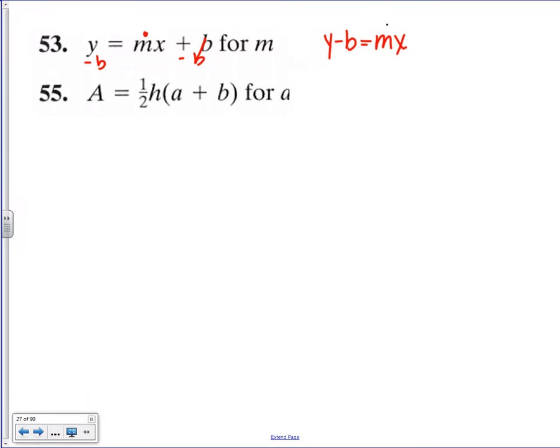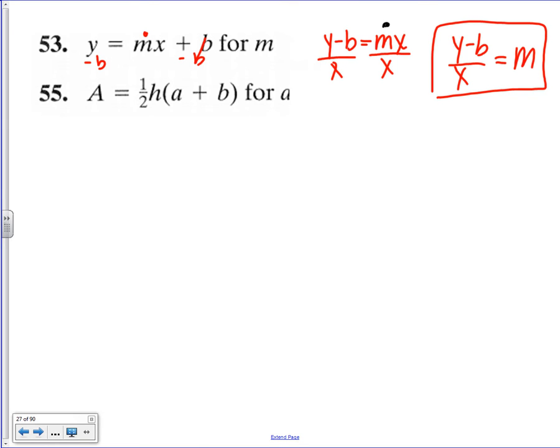We're still trying to solve for M. So now we'll divide by X on both sides. And we get Y minus B over X equals M. In number 55, we are solving for A.